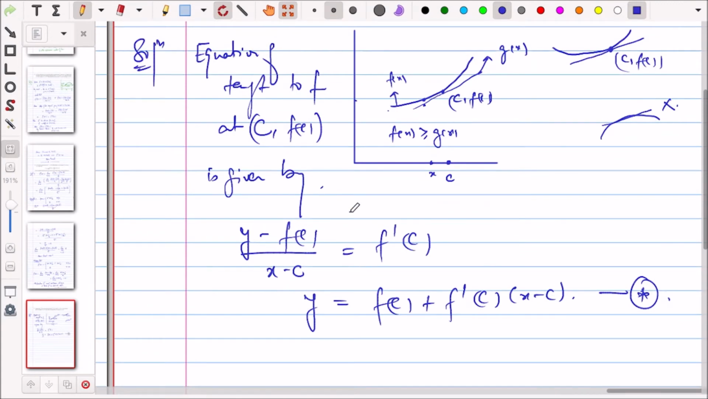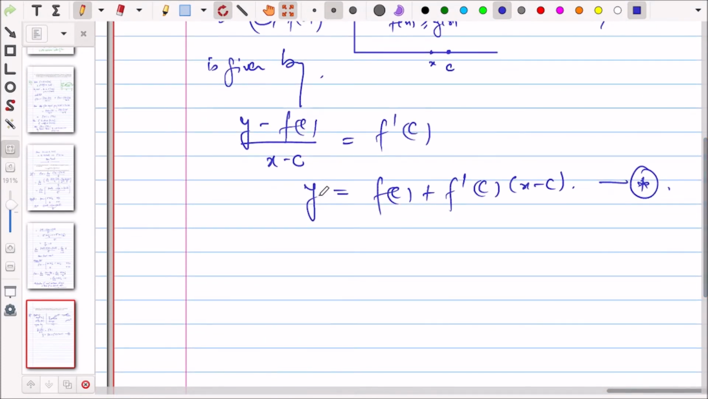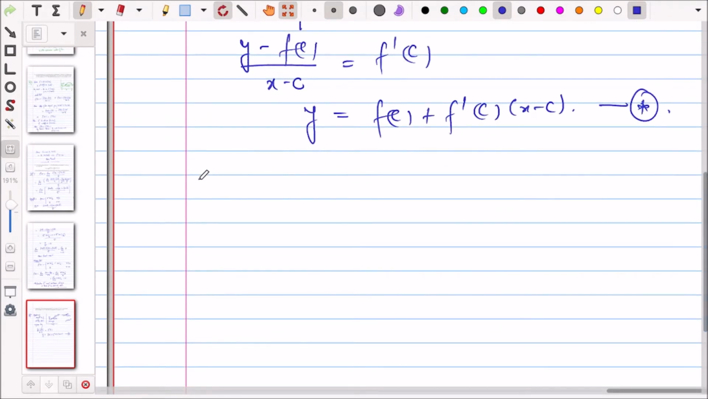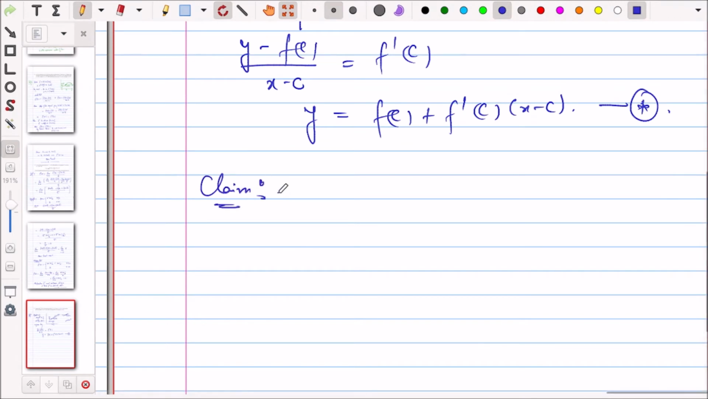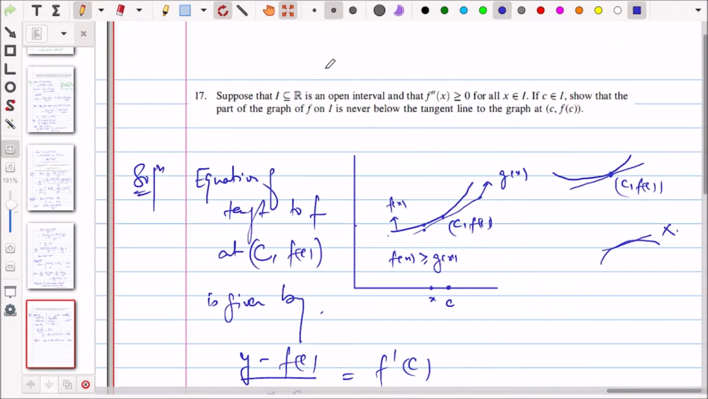So we have to basically show that f(x) is greater than or equal to y. That means we have to show that f(x) is greater than or equal to this, because what we are asked is that the part of the graph of f on I is never below the tangent line to the curve at (c, f(c)). So the claim is: f(x) is greater than or equal to f(c) plus f'(c)(x minus c) for every x in I. This is what we need to show to prove this theorem.